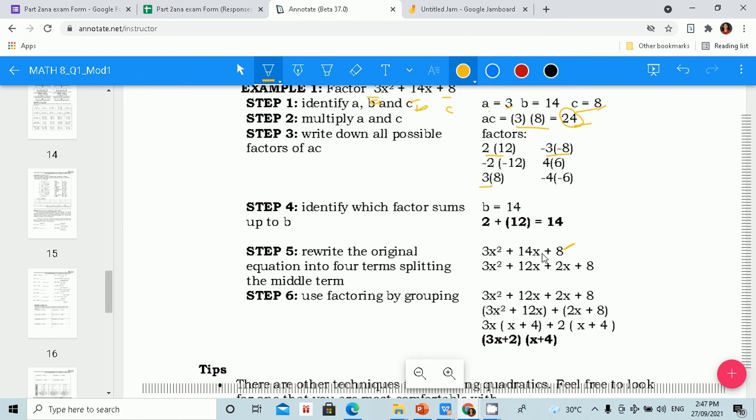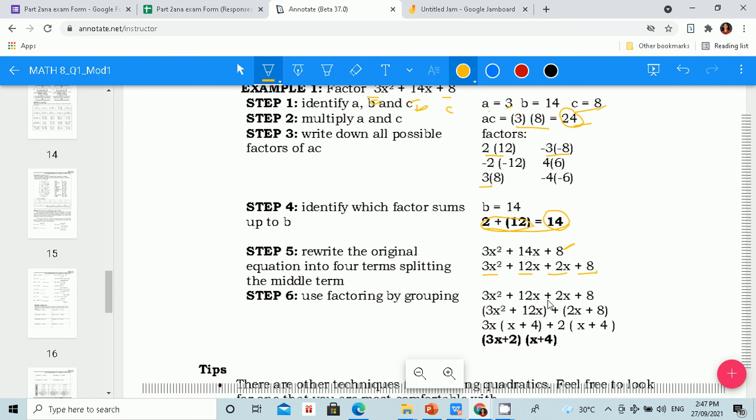We are going to rewrite that one. So we will have 3x squared, and then since 14 is equal to 2 plus 12, we write 12x plus 2x, then plus 8. Then step 6, use factoring by grouping. After that one, let's group, class.